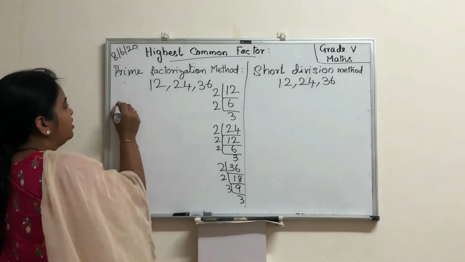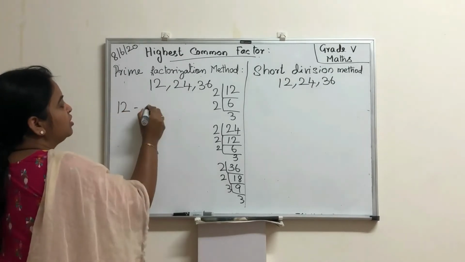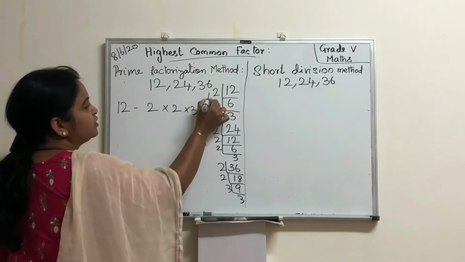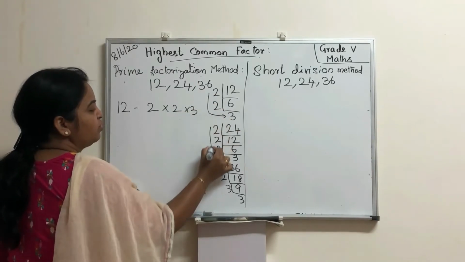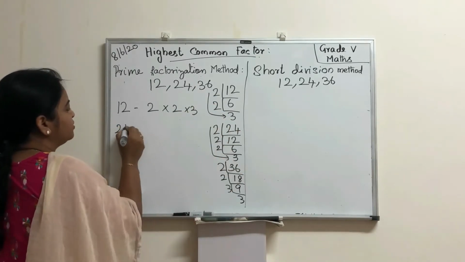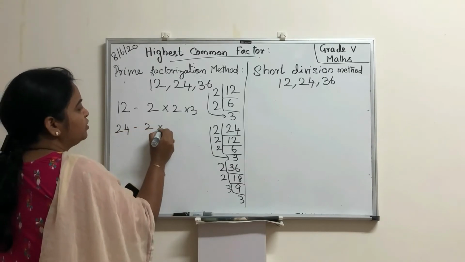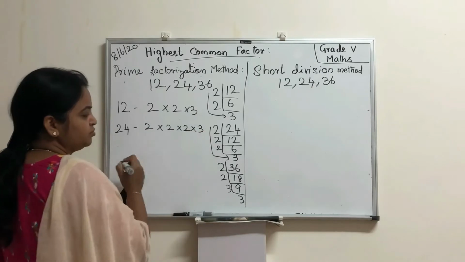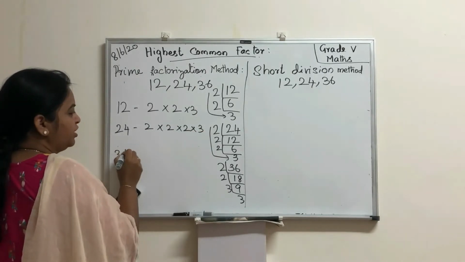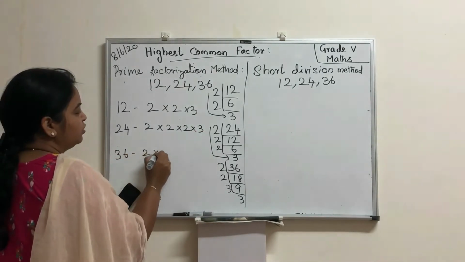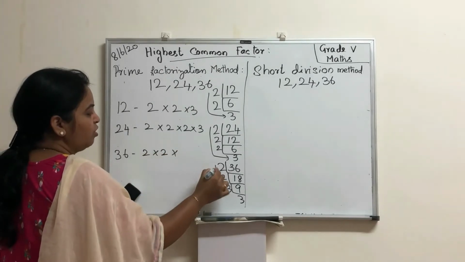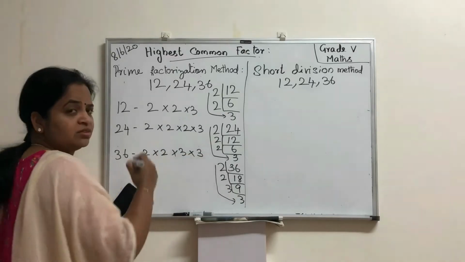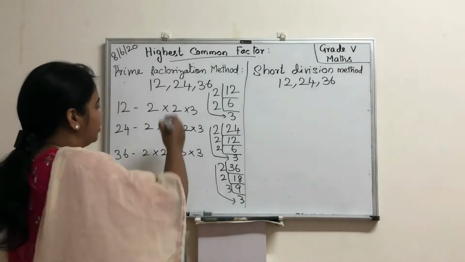Now we will write 12 as 2 into 2 into 3. See these numbers. Next 24, what will you write? 2 into 2 into 2 into 3. Then 36, how will you write? 2 into 2 into 3 into 3. You got it? You have to write like this.